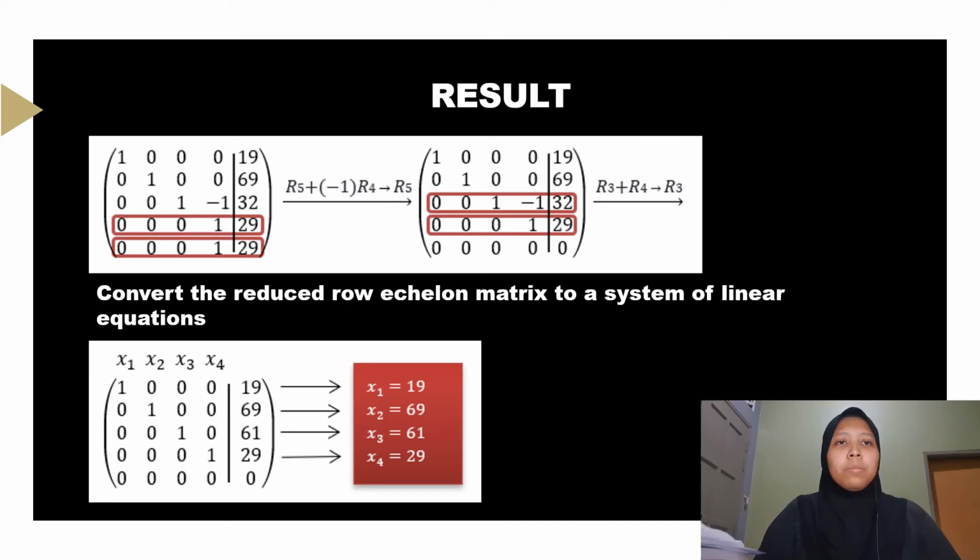Each column represents each variable. Column 1 represents x1, column 2 represents x2, column 3 represents x3, and column 4 represents x4. From the first row of the matrix, we get that x1 is equal to 19. From the second row, we get that the value of x2 is 69. From the third row, we get that x3 is equal to 61. And from the fourth row, we get that x4 is equal to 29.